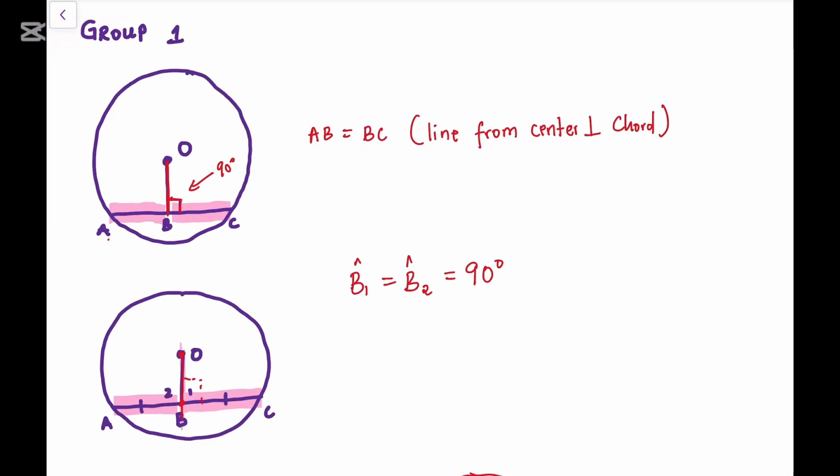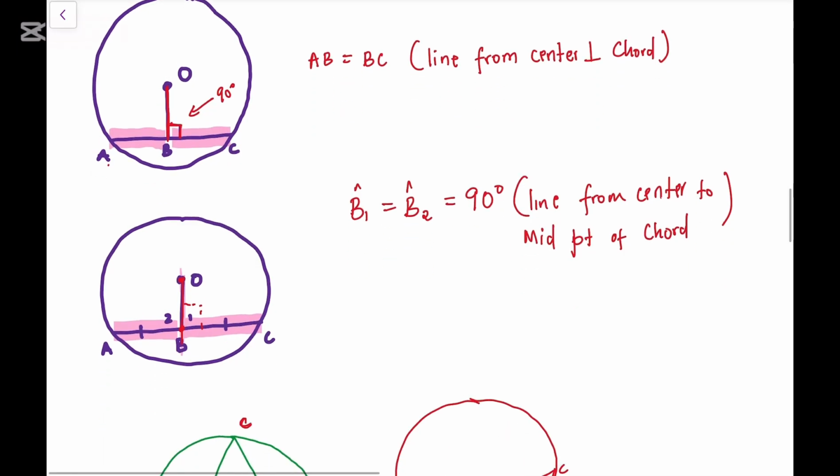equal to 90 degrees. So the reason here, you just say line from center of the circle to the midpoint of the chord. Line from center of the circle to the midpoint of the chord. That is why you are saying B1 is equal to 90 degrees. Even B2 is also equal to 90 degrees. Okay, let's move to the next one.